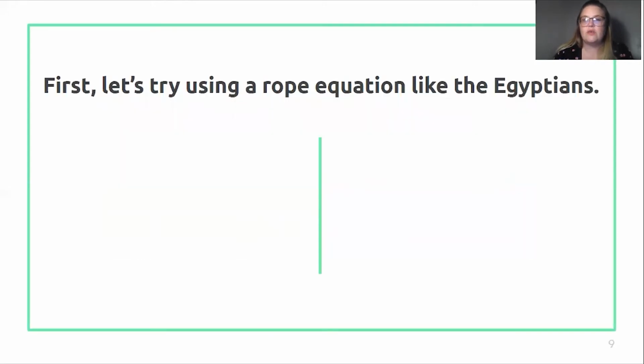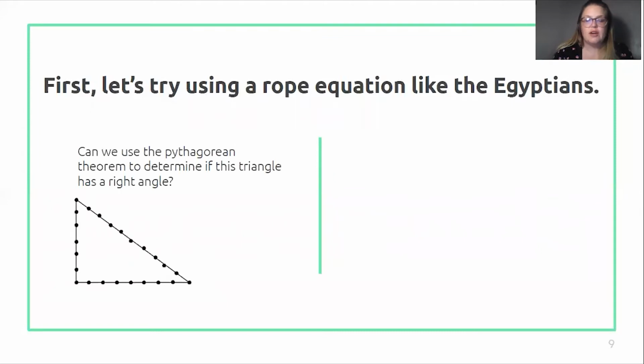First, let's try using a rope equation like the Egyptians that we talked about before. First, we're going to look at this diagram. Here we see a triangle with different dots. When the Egyptians used rope to make right angle triangles, they used rope that had been marked out in equal lengths or units. So we can see each of these units on this triangle.